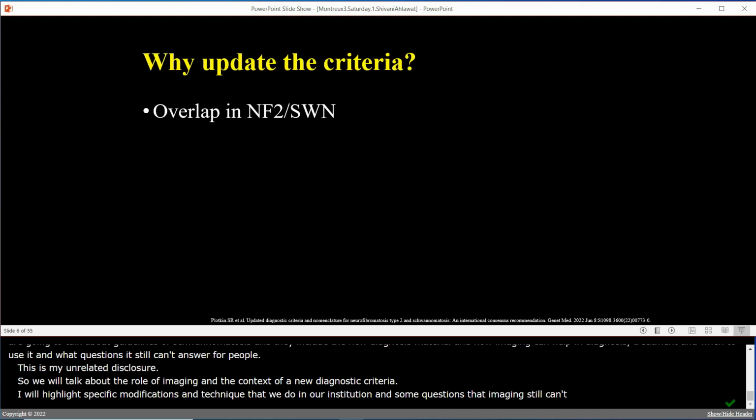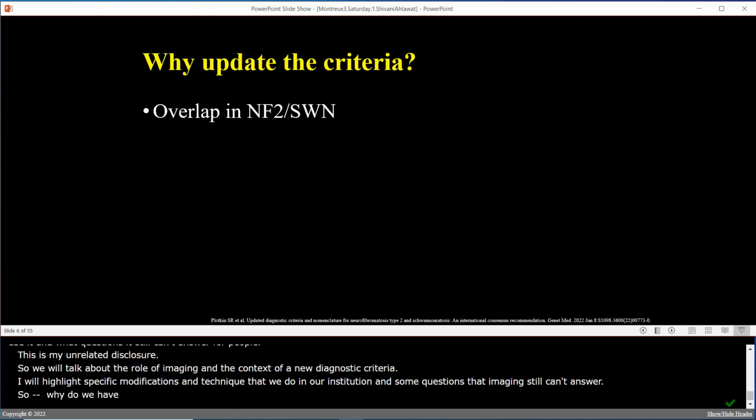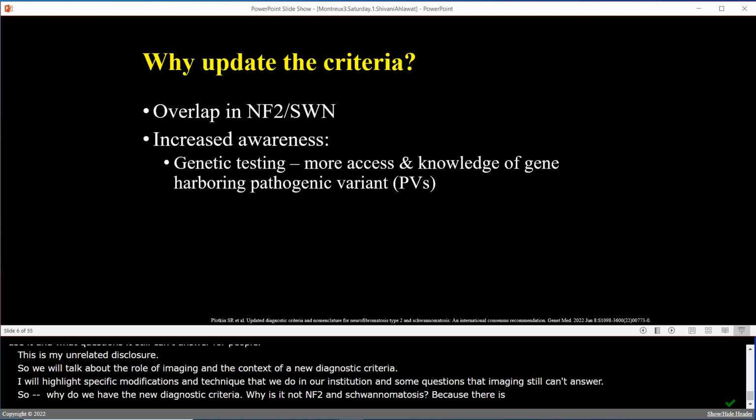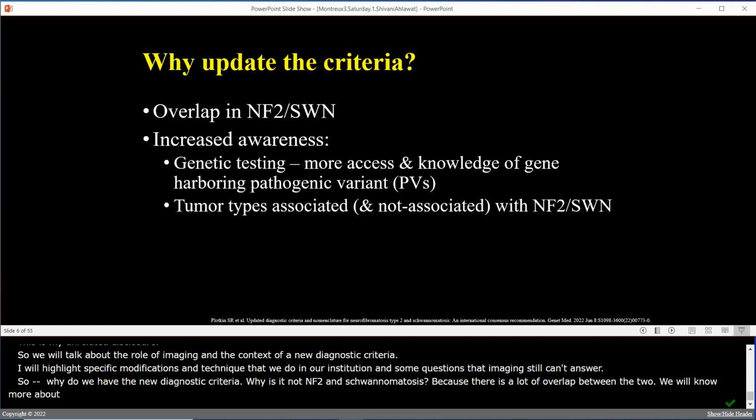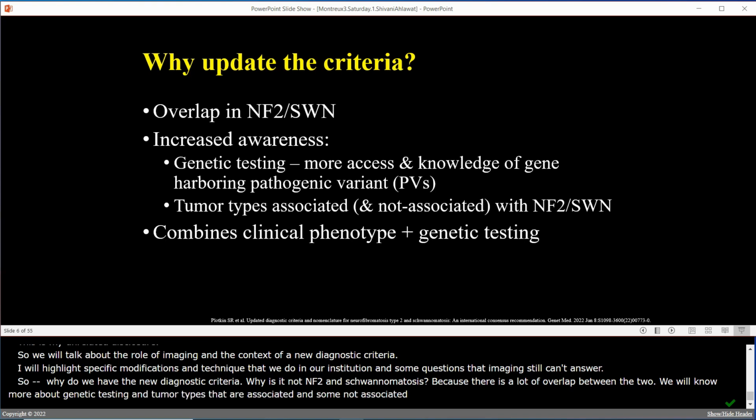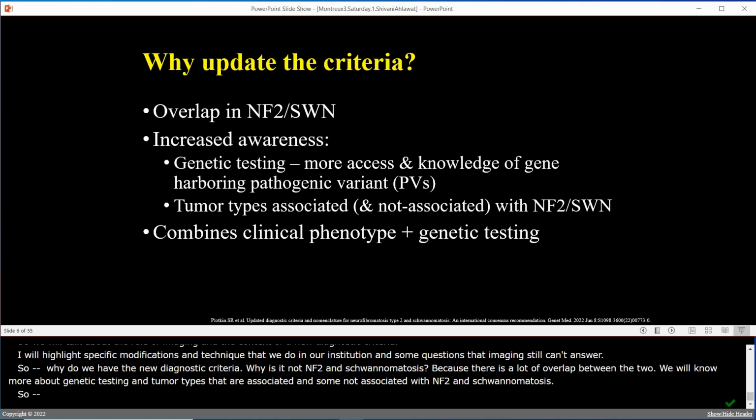So why do we have the new diagnostic criteria? Why is it still not NF2 and schwannomatosis? Because there's a lot of overlap between the two. We know more about genetic testing. We also know more about tumor types that are associated and some that are not associated with NF2 and schwannomatosis. So the new diagnostic criteria combines clinical phenotypes. So you have to have clinical feature first with genetic testing.